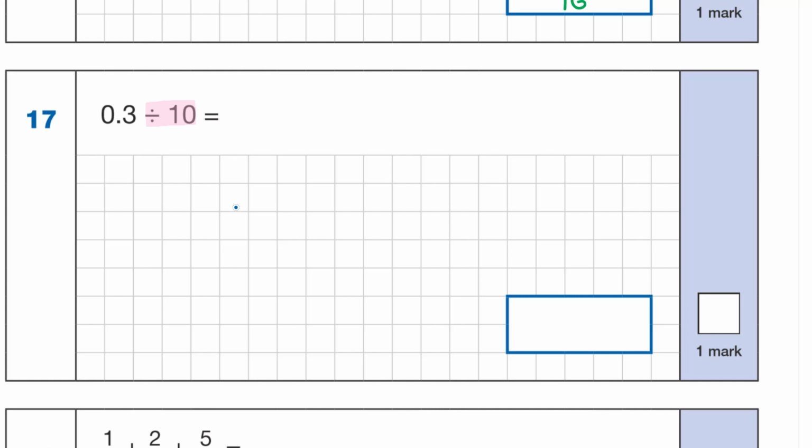So if I was to write my 0.3, and if I was to label the values, so my 0 is how many ones there are, my 3 is how many tenths there are. So that's how many tenths there are. Okay, the next column, I'm going to leave a gap just because I haven't got a lot of space on my computer, would be how many hundredths there are.